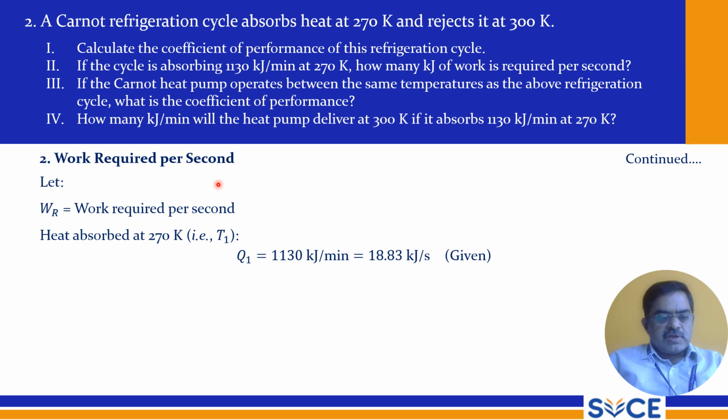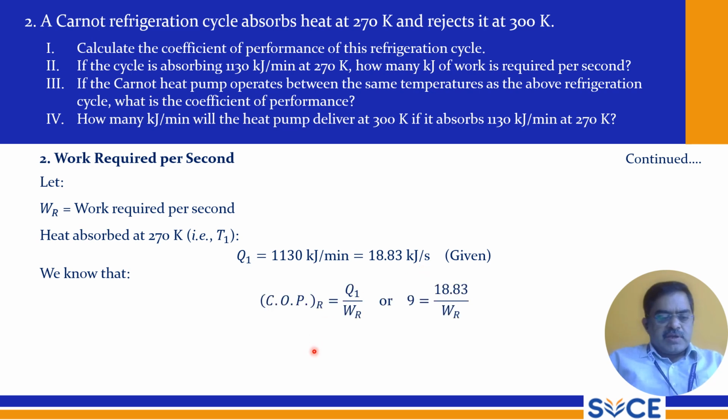So Q1 is given in the problem, that is 1130 kilojoules per minute. If you convert that into seconds, 1130 divided by 60 is equal to 18.83 kilojoules per second. So this is the given data, and we are converting it into terms of seconds.